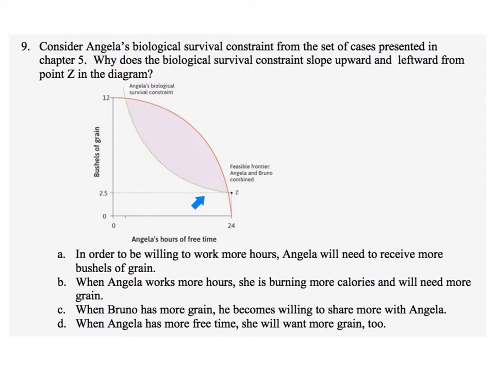This is one that you needed to know from the reading, and hopefully you had it in your notes. Option A says, in order to be willing to work more hours, Angela will need to receive more bushels of grain. Well, her biological constraint is not about her willingness or lack thereof. That would be some sort of an indifference curve. This is her survival constraint. So we can get rid of A.